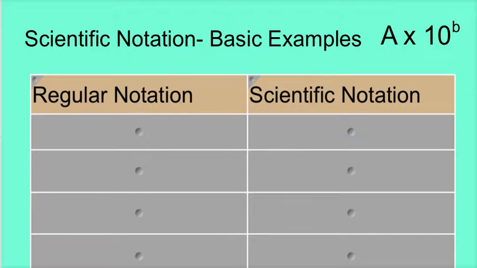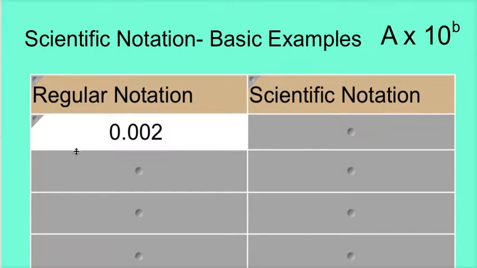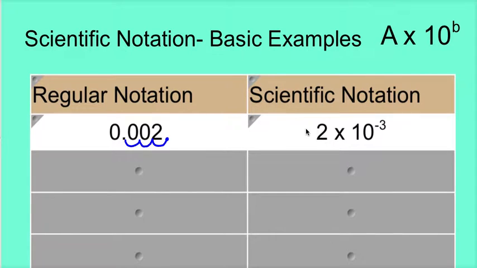So, say in regular notation, I have the number 0.002. In order to convert that to scientific notation, I have to move the decimal so that I have a number in between 1 and 10. So I'm going to put it there after the 2. In order to get it there, I had to move it 1, 2, 3 times. So that means that in scientific notation, the number is 2 times 10 to the negative 3. It's a small number, so it's negative.